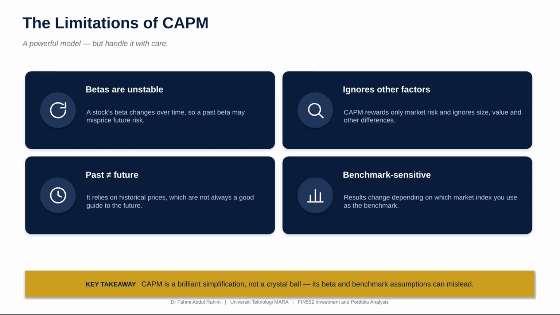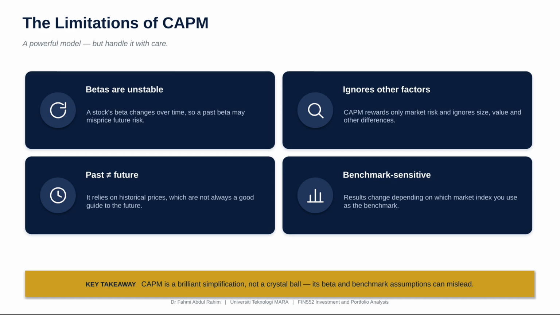First, betas are unstable. A stock's beta is not fixed. It changes over time as the company and the market change. So a beta measured from the past may badly misprice the stock's future risk. Second, CAPM ignores other factors. It rewards only one thing, market risk measured by beta. But decades of research have shown that other factors like company size and whether a stock is value or growth also affect returns, and CAPM simply ignores them.